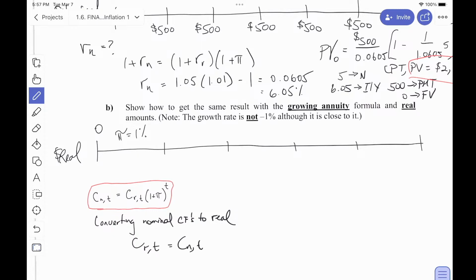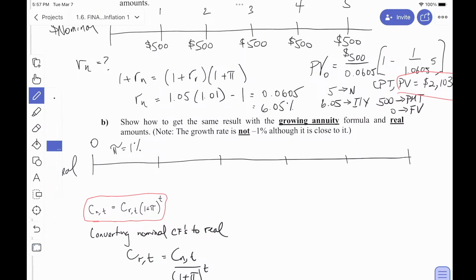So what you have to do is take the nominal amount and deflate it for the number of periods that have passed. So above was 500. So this is what you do. Because the inflation started right away, this is what happens as a result of inflation. You have diminished purchasing power by a factor of 1 over 1 plus inflation to the power of however many periods have passed.